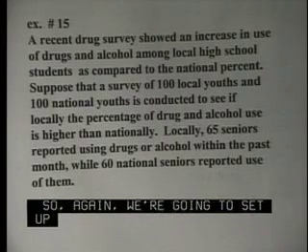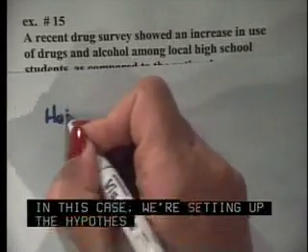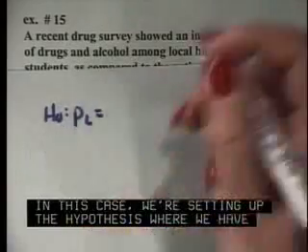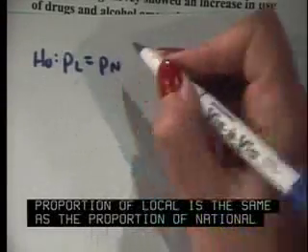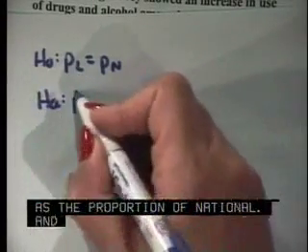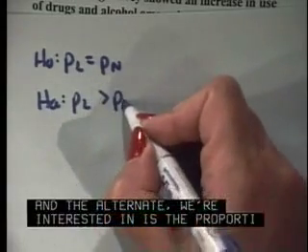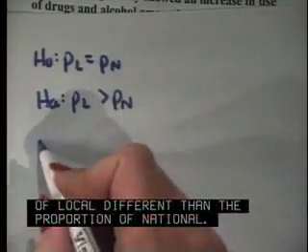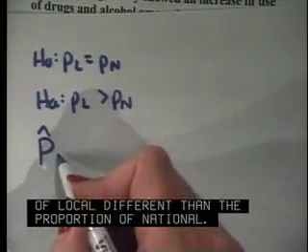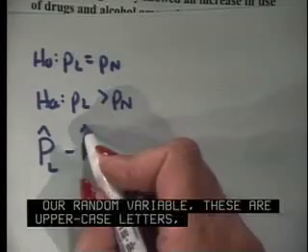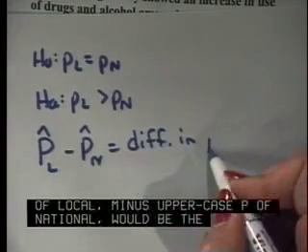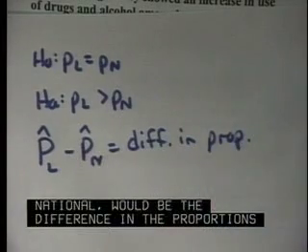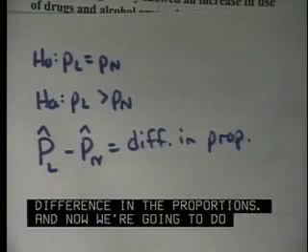In this case, the null is that the proportion of local is the same as the proportion of national. And the alternate we're interested in is that the proportion of local is different than the proportion of national. Our random variable, these are uppercase letters, uppercase P of local minus uppercase P of national, would be the difference in the proportions. And now we're going to calculate the test statistic.